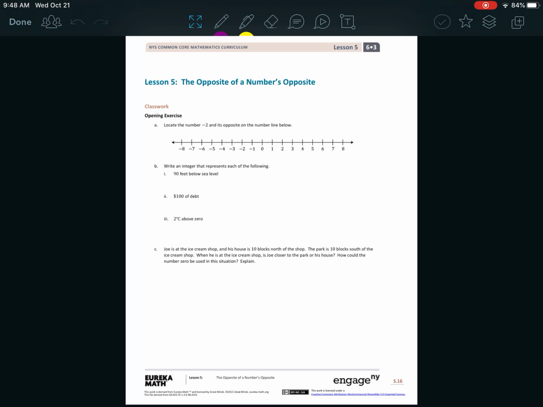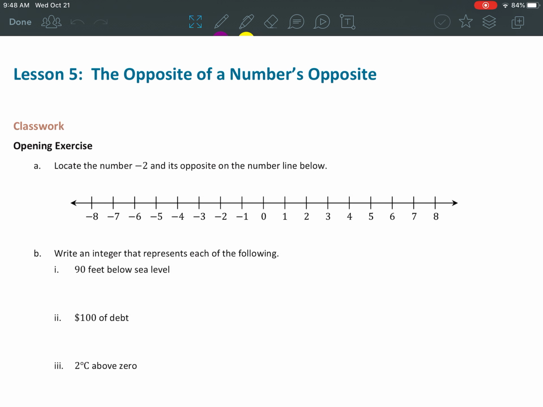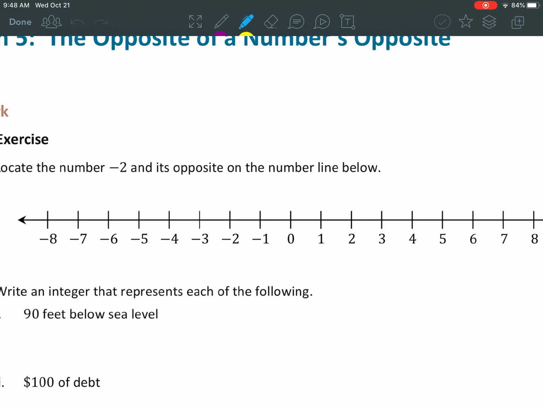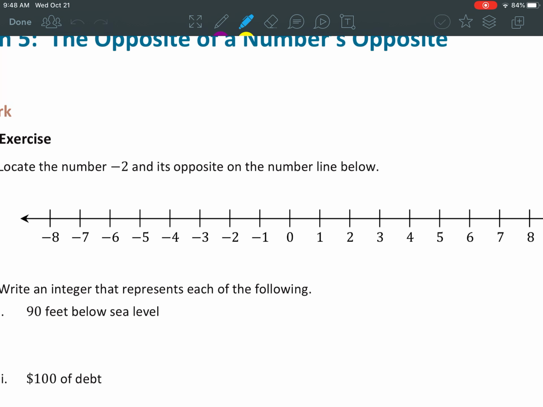Today we are doing lesson 5, the opposite of a number's opposite. For the opening exercise, we're going to locate the number -2 and its opposite on the number line below. So -2 we know is 2 units to the left of 0, and then its opposite would be 2 units to the right of 0.